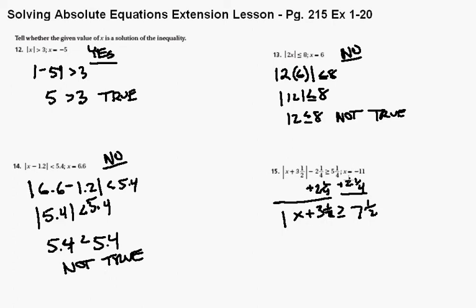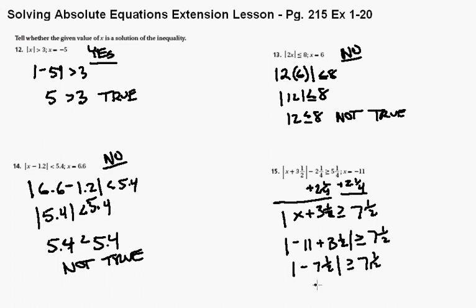Okay, so if I replace x with negative 11, negative 11 plus 3.5, is that greater than or equal to 7.5? Well, let's see. That's going to be 11 minus 3. What is 11 minus 3? 10 minus 3 is 7, so 11 minus 3 is 8. Subtract another half, 7.5. So I got negative 7.5 greater than or equal to 7.5.